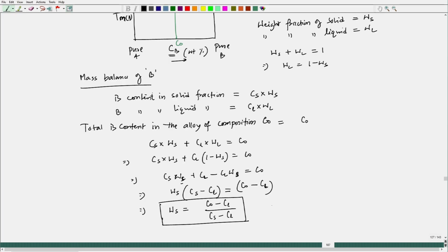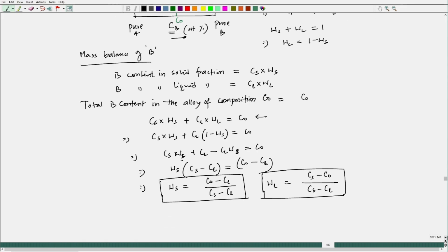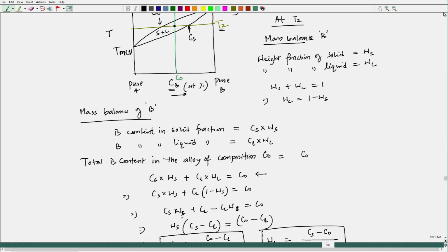In a similar way, we can get WL by replacing WS in this equation. We get WL would be (Cs minus C naught) divided by (Cs minus Cl). So, that is the fraction of solid as well as liquid in that closed system consisting of solid and liquid solutions of composition Cs and Cl respectively at equilibrium.